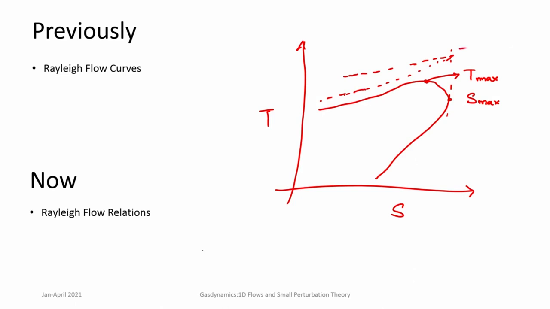These are stagnation lines, T0 lines. T0 reaches a maximum. So the maximum amount of heat that can be added corresponds to the location of S maximum, that is the entropy maximum, and this corresponds to Mach number equal to 1. So all these upper branch cases are of subsonic conditions, while the lower branch corresponds to supersonic conditions.